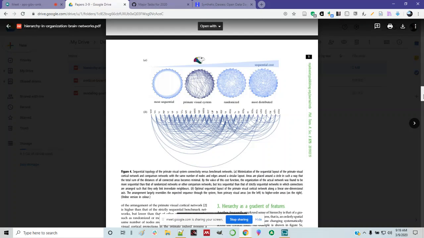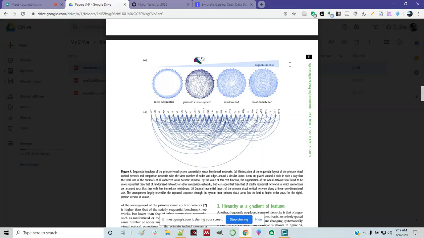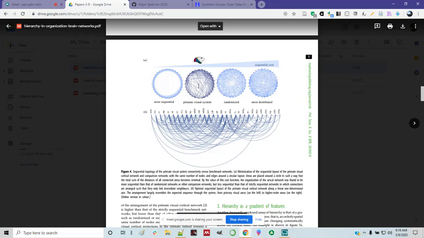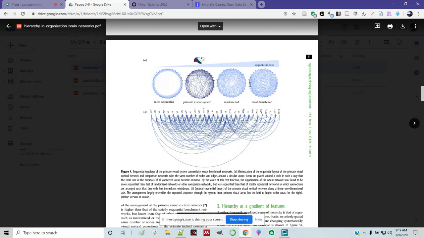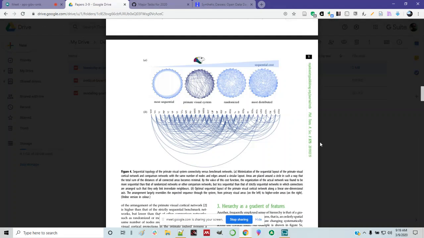So you can do experiments like that too, and then you can also assess the sequential cost, which is the cost of a connection from point A to point B. And you can see the primate visual system is in between the most sequential and the randomized, and has a little bit lower sequential cost than the randomized. So those are ways you can assess networks like this.